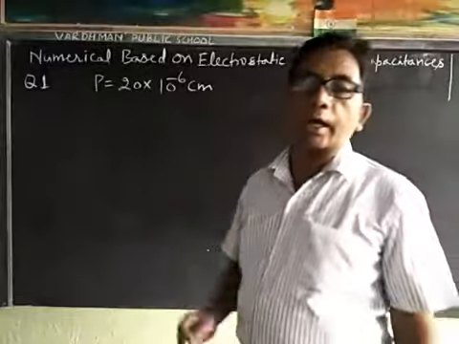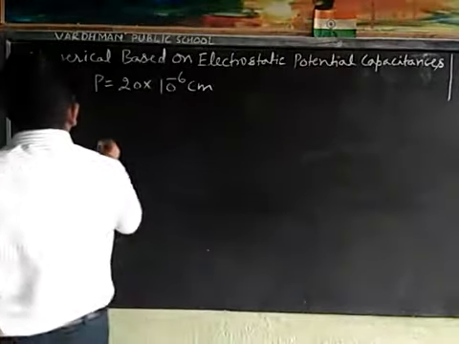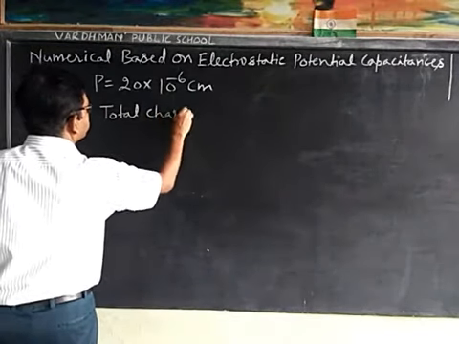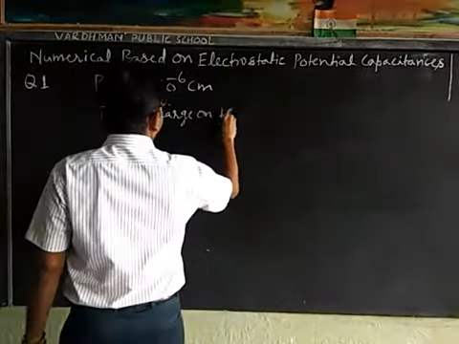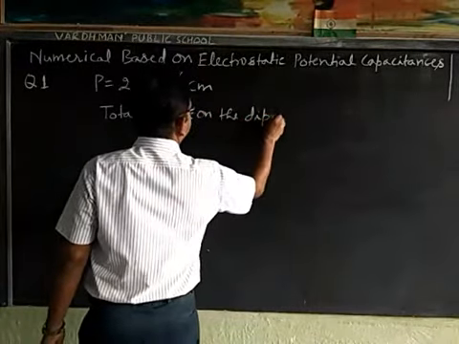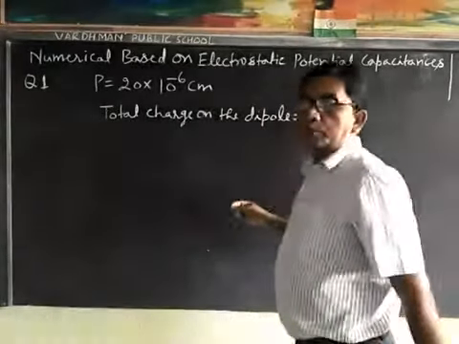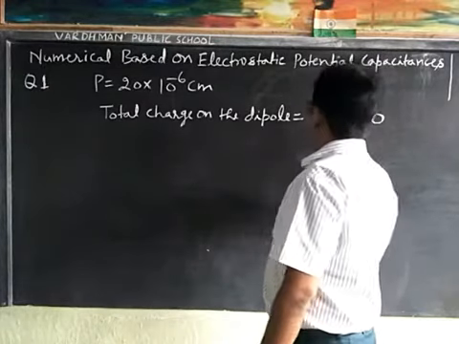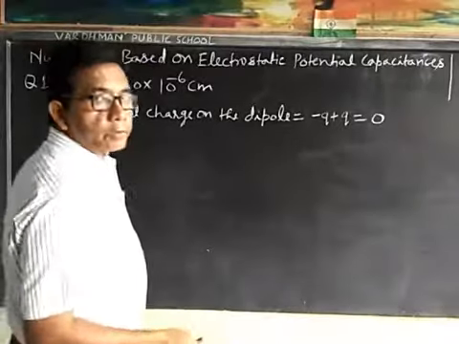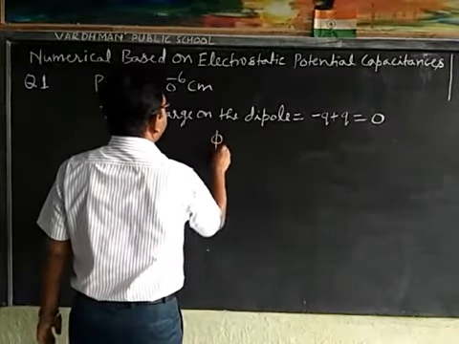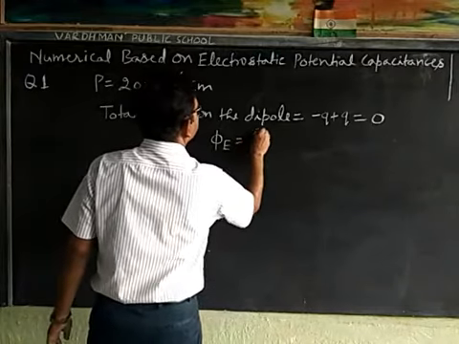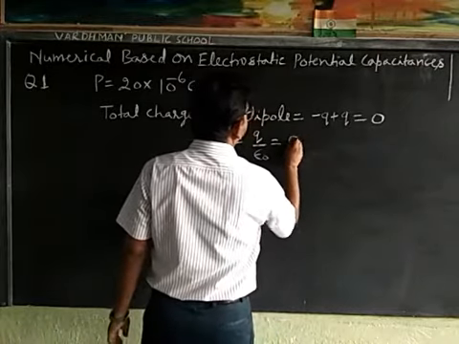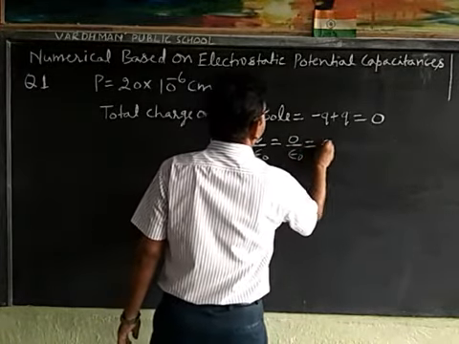Now, total charge on the dipole. A pair of equal and opposite charges, suppose minus q and plus q, gives a total of 0. And we know the formula of electric flux, phi E is equal to q upon epsilon naught. Total charge is 0, so 0 upon epsilon naught, which is equal to 0.